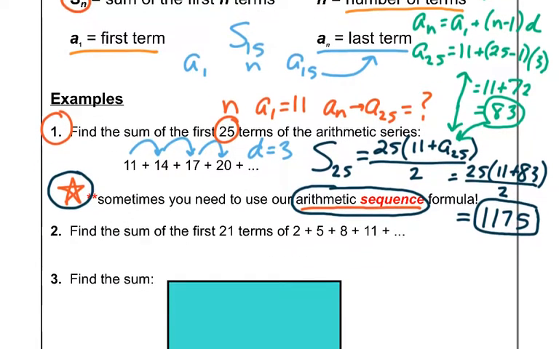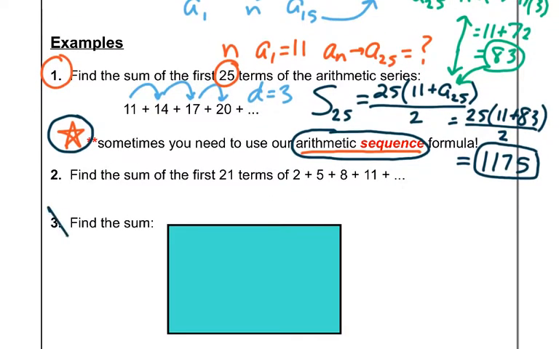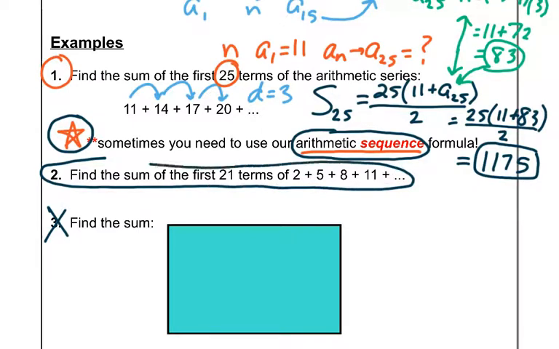All right, last one here. We're going to skip number 3. Don't worry about number 3. Can you try on your own, guys? How about the sum of the first 21 terms of this series here? Make sure it's arithmetic before we use this formula. Good luck.